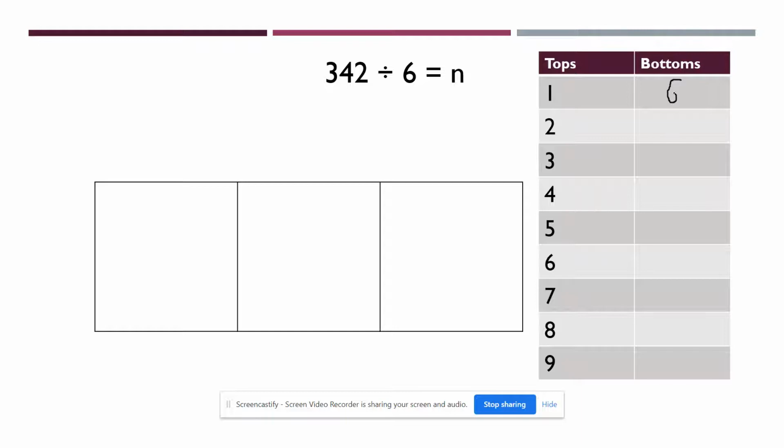So I'm going to put 6, 12, 18, 24, 30, 36, 42, 48, and 54.